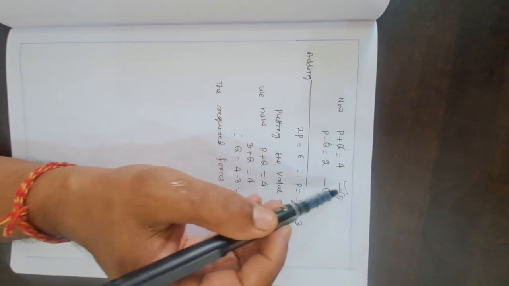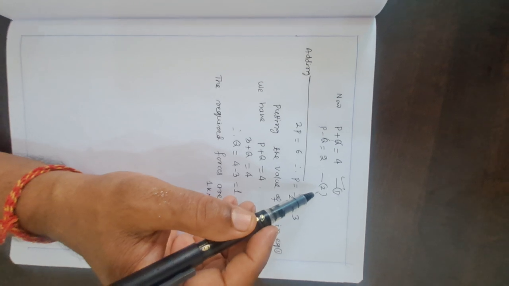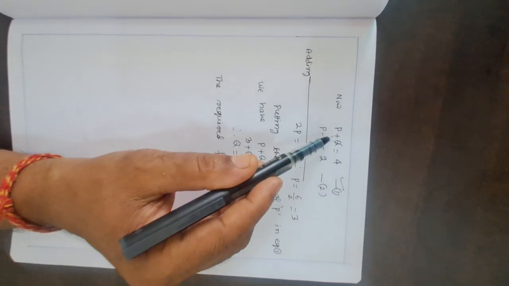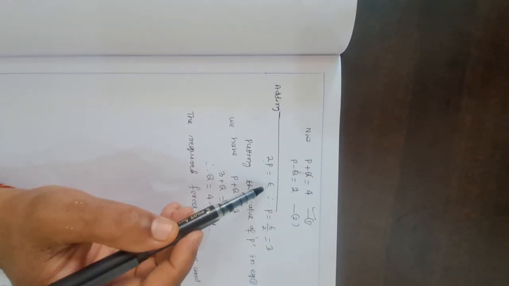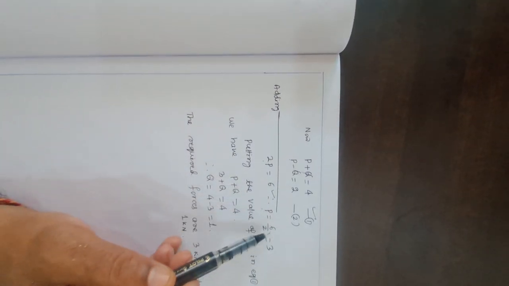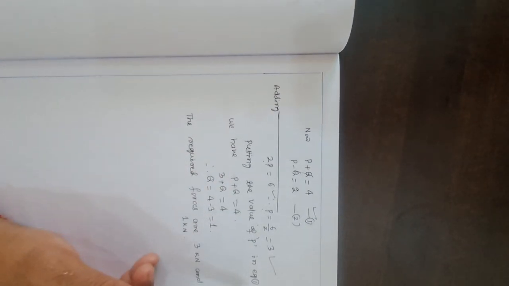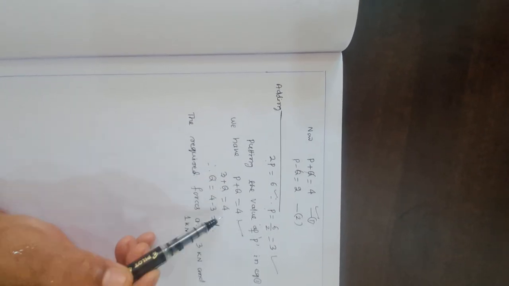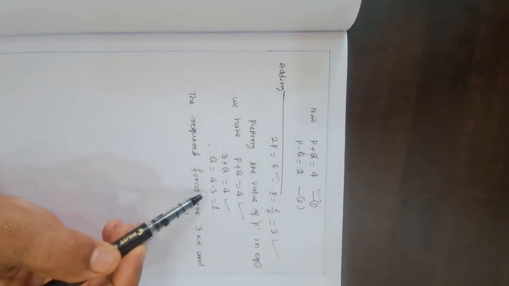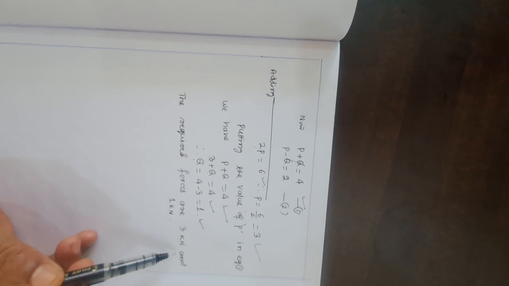Now, P plus Q is equal to 4, P minus Q is equal to 2. This is equation 1, this is equation 2. Adding equation 1 and 2, we have Q and minus Q cancel, P plus P is 2P, 4 plus 2 is equal to 6, or P is equal to 6 by 2, which is equal to 3. Putting the value of P in equation 1, we have P plus Q is equal to 4, 3 plus Q is equal to 4, or Q is equal to 4 minus 3, which is equal to 1. Therefore, the required forces are 3 kilonewton and 1 kilonewton.